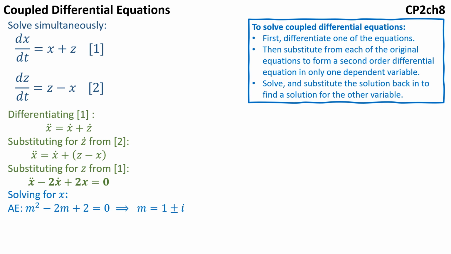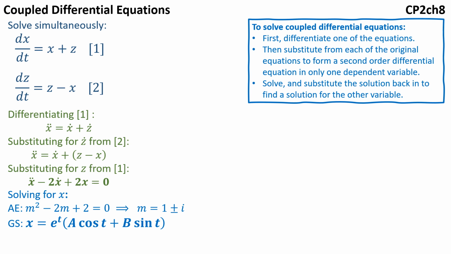This is a homogeneous second order differential equation with constant coefficients, so it's exactly the sort of thing we can solve easily and quickly. The real component, the 1, is what gives us e to the 1t, and then the imaginary component, plus or minus 1i, the 1 from in front of the i, is what gives us cos of 1t and sine of 1t. And this is the general solution.